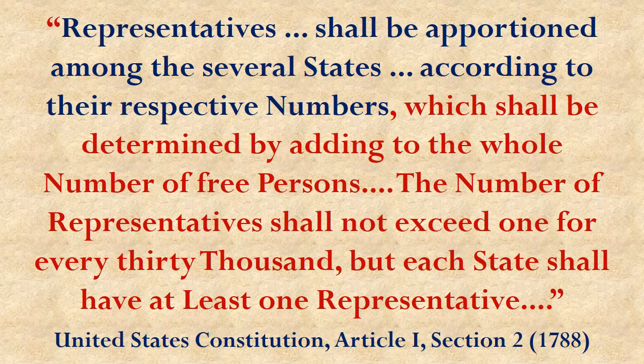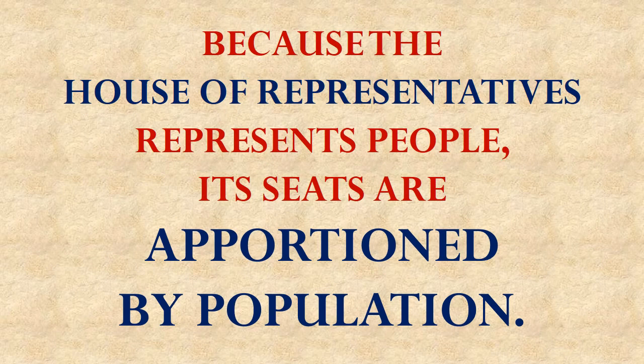The United States Constitution then goes on to say that representatives will be apportioned among the several states according to their respective number. Now, the respective number that's being talked about here is the population of the states. So because the House of Representatives represents the people, its seats are apportioned, or in other words, divided up in accordance with the population of those states. So a state with more people will get more representatives, while a state with relatively fewer people will get fewer representatives.